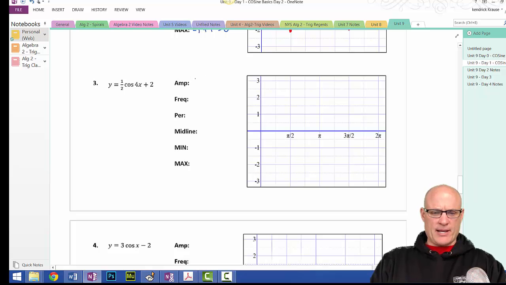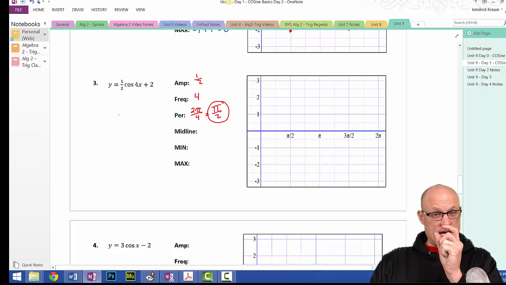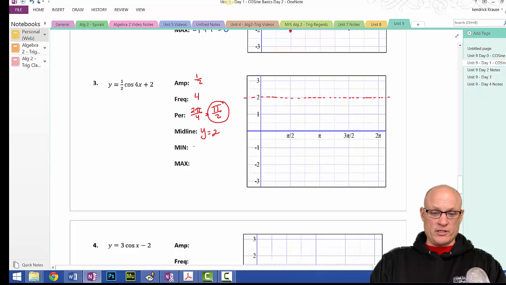My amplitude is 1/2. My frequency is 4. This one's going to get freaky. My period is going to be 2 pi over 4, which is pi over 2. In pi over 2, I'm going to finish one complete cosine curve. So in that short amount of time, I'm going to do an entire curve. My midline is y equals 2. My minimum will be 2 minus 1/2, or 1.5. And my maximum will be 2 plus 1/2, or 2.5.